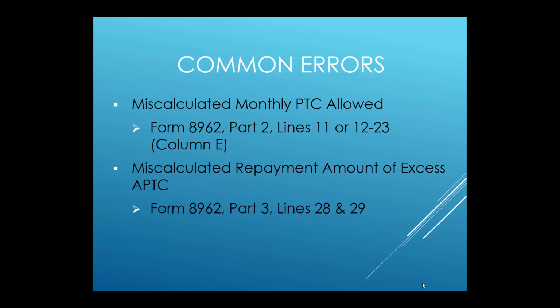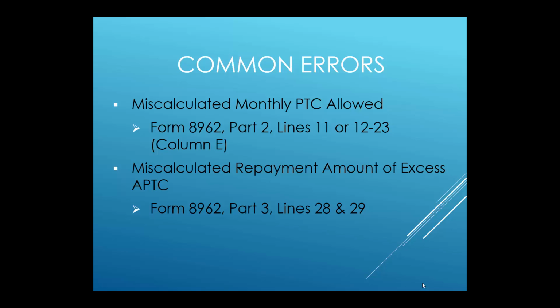More errors that the IRS found. The monthly premium tax credit allowed was miscalculated. Again, this is the 8962, Part 2, line 11 or lines 12 through 23, column E. If it didn't change all year, you would use line 11. If the PTC fluctuated from month to month, you would use lines 12 through 23.